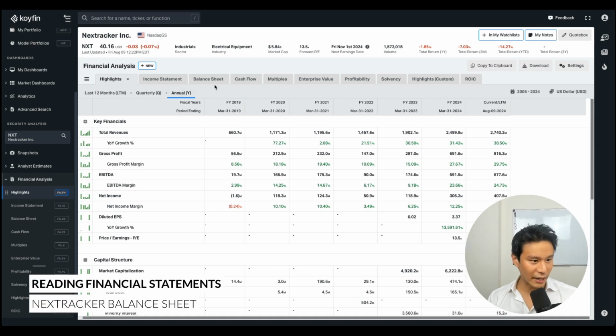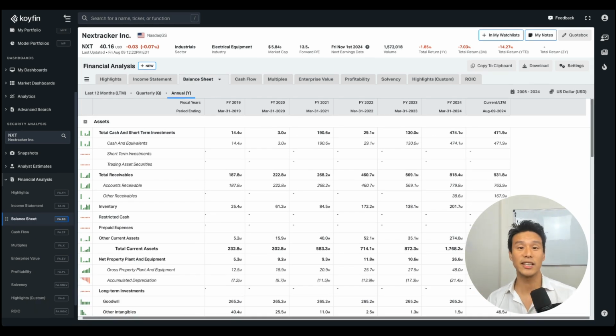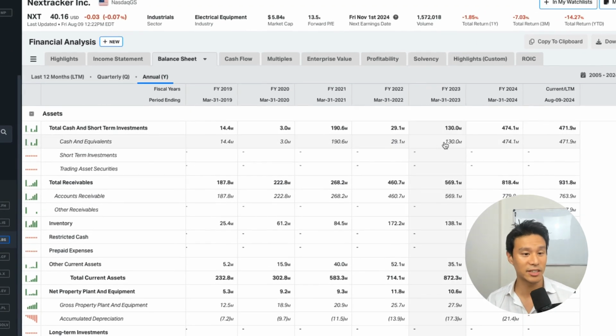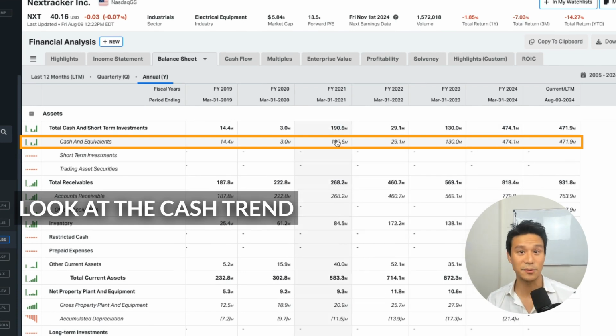Now let's look into the balance sheet. So over here, I'm going to jump into the balance sheet. What I'm doing when I look at the balance sheet is making sure that the business is financially stable. The first thing I always check is the cash balance. I want to see, does the company have cash? And ideally, is that cash balance going up? Because that means the business is hopefully generating that cash.